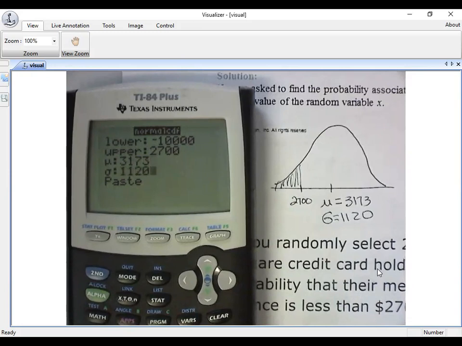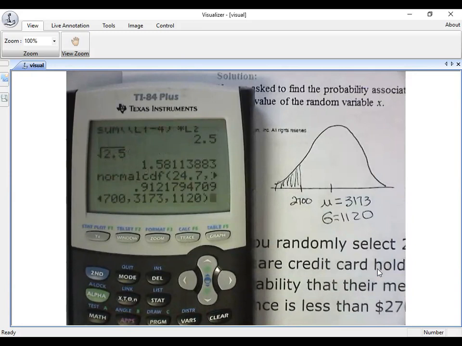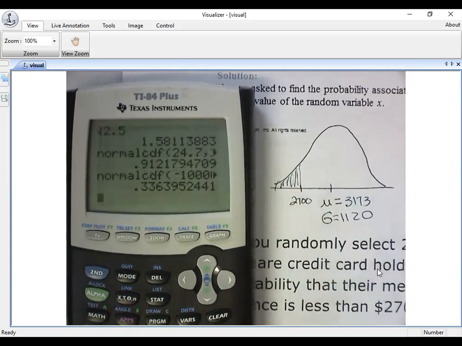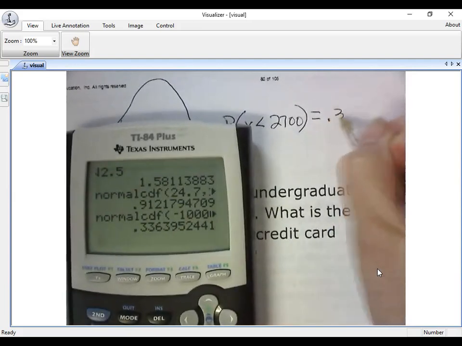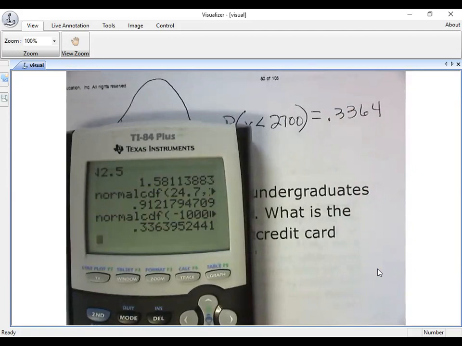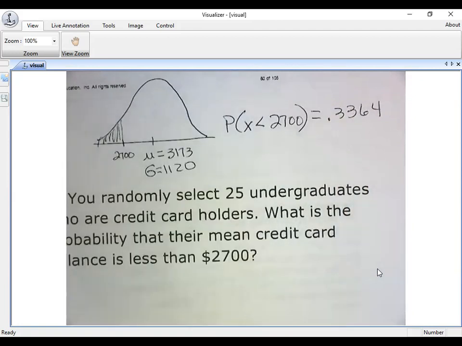Good, because I'm working with this population. I'm just getting the probability that one person pulled at random would be out in this tail. What does that tell me? I get the probability that they owe less than $2,700 on their credit card to be 0.3364, or almost 34%. Okay? Would you say that's a not terribly unlikely event? I mean, 34% likelihood, that's not bad. Okay? Now, look at the next question.